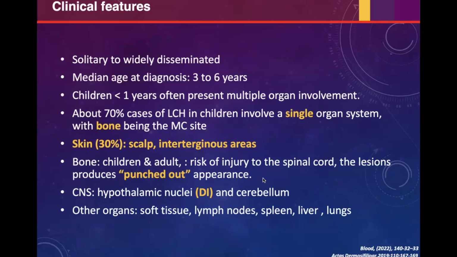The lesion produces a punched-out appearance, very similar to multiple myeloma. When it affects the central nervous system, in the base of the skull it can cause hypothalamic nuclear involvement and diabetes insipidus, and cerebellar involvement. Other organs also affected are soft tissue, lymph nodes, spleen, liver, and lungs.